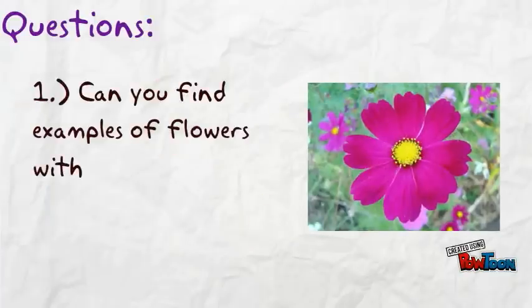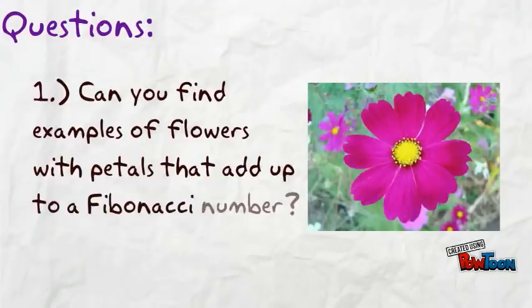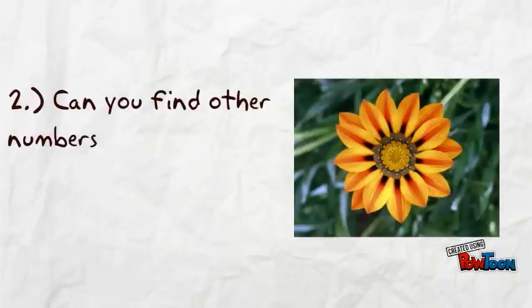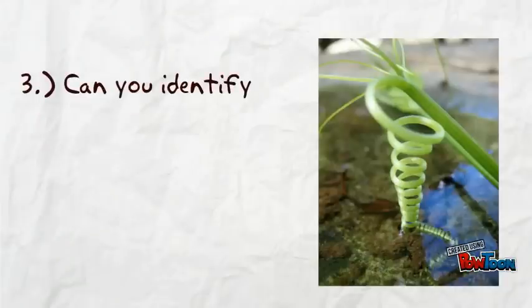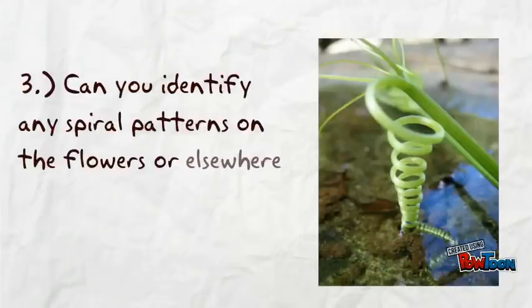3 relevant questions you could put to them might be: can you find examples of flowers with petals that add up to a Fibonacci number? Can you find other numbers of petals on plants which are not Fibonacci? Can you identify any spiral patterns on the flowers or elsewhere on the plants?